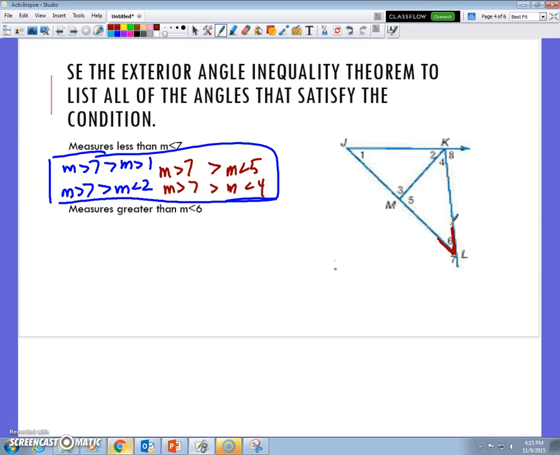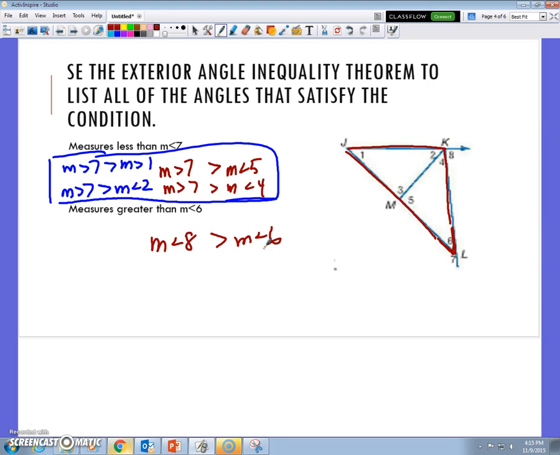So what I see here is angle 8 is an exterior angle to angle 6. So I know for sure angle 8 is bigger than the measure of angle 6. I know that for sure. Now I could also do, well, I don't even want to get into it.